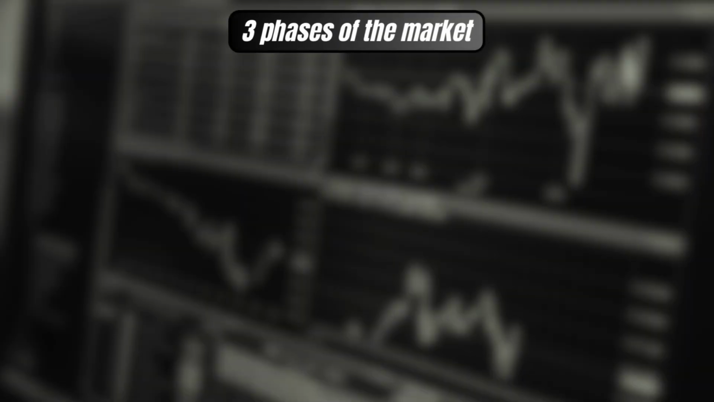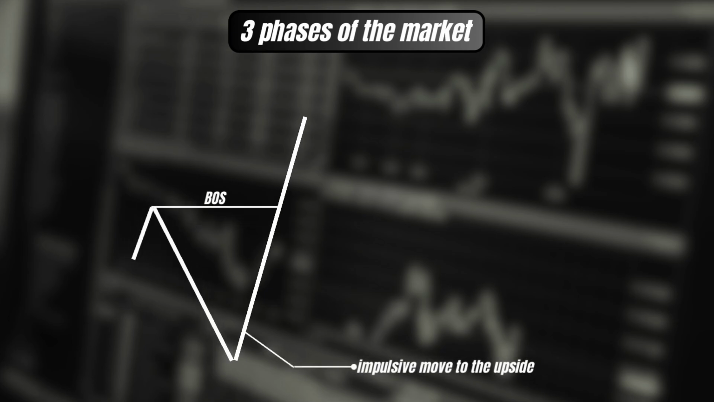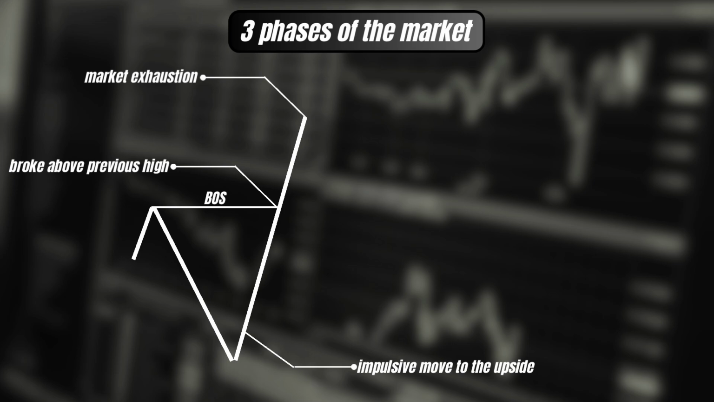Here are the 3 phases of the market that you should know and understand. In phase 1, we have an impulsive movement to the upside, breaking above the previous high. This indicates that the overall market sentiment is bullish. When we see the market pushing up strongly, it's a clear sign that buyers are in control and driving prices higher. However, this bullish momentum can't last forever. Eventually, the market reaches a point of exhaustion, where the buying pressure starts to wane.